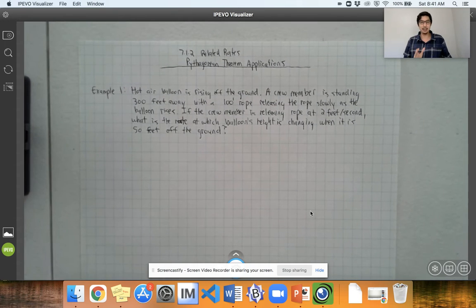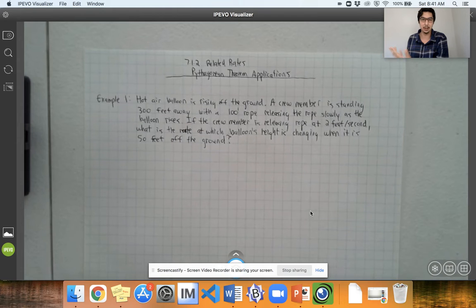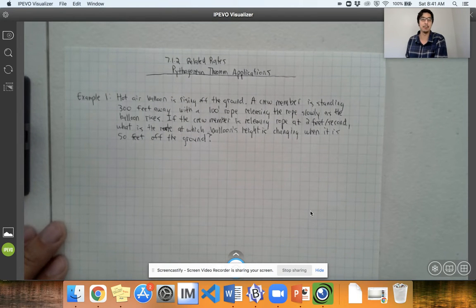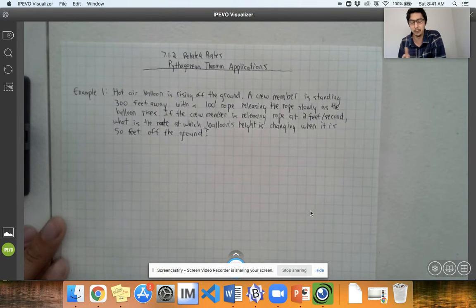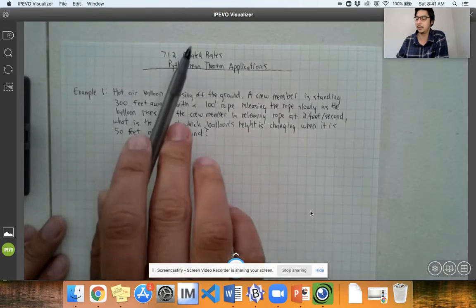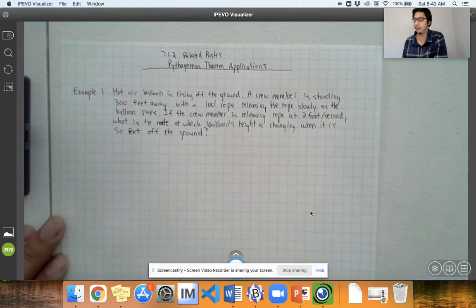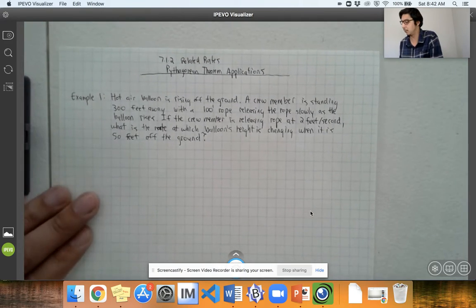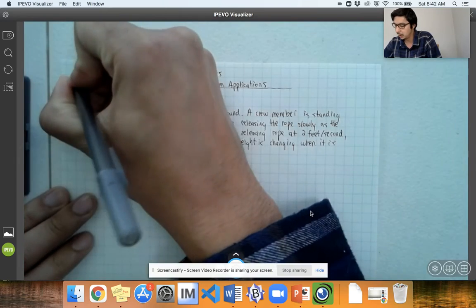We are still talking about related rates. Last lesson we talked about notation, and this lesson we're going to start to look at applications of it, problems that include related rates. In this lesson, it's all about related rates where the Pythagorean theorem is at play. Now, we're going to look at two examples, and what's important with related rates is two things.